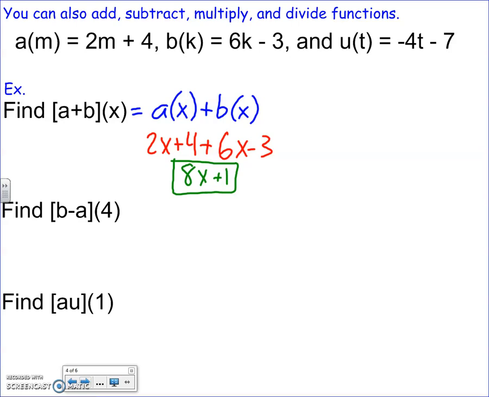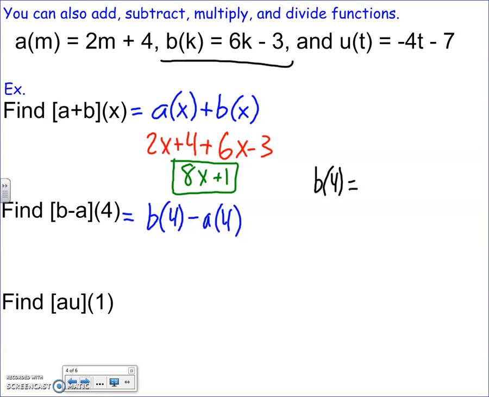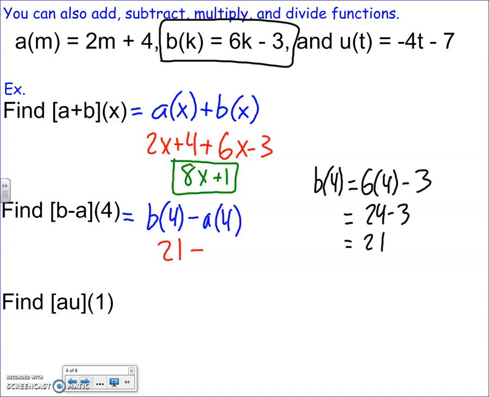All right, so I'm going to do the same thing down here. It says find b minus a of 4. So that means b of 4 minus a of 4. Now, I'm actually going to make this a little neater. I'm going to do this at the side. I'm going to find b of 4 first. B of 4 means go to equation b right here and change every letter inside the parentheses to 4. So k turns to 4. It would be 6 times 4 minus 3. 24 minus 3, that's 21. All right, so I found b of 4, that's 21, minus I find a of 4 now.